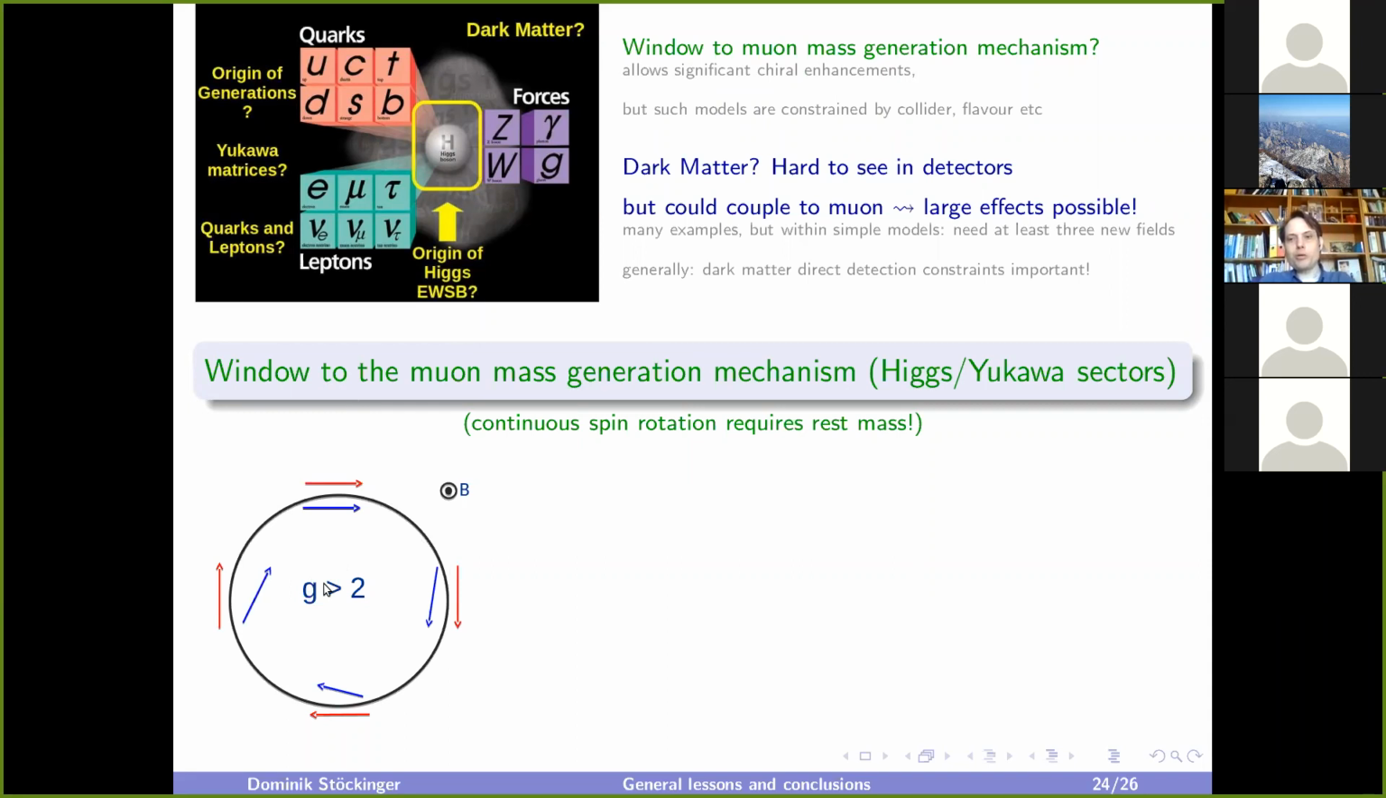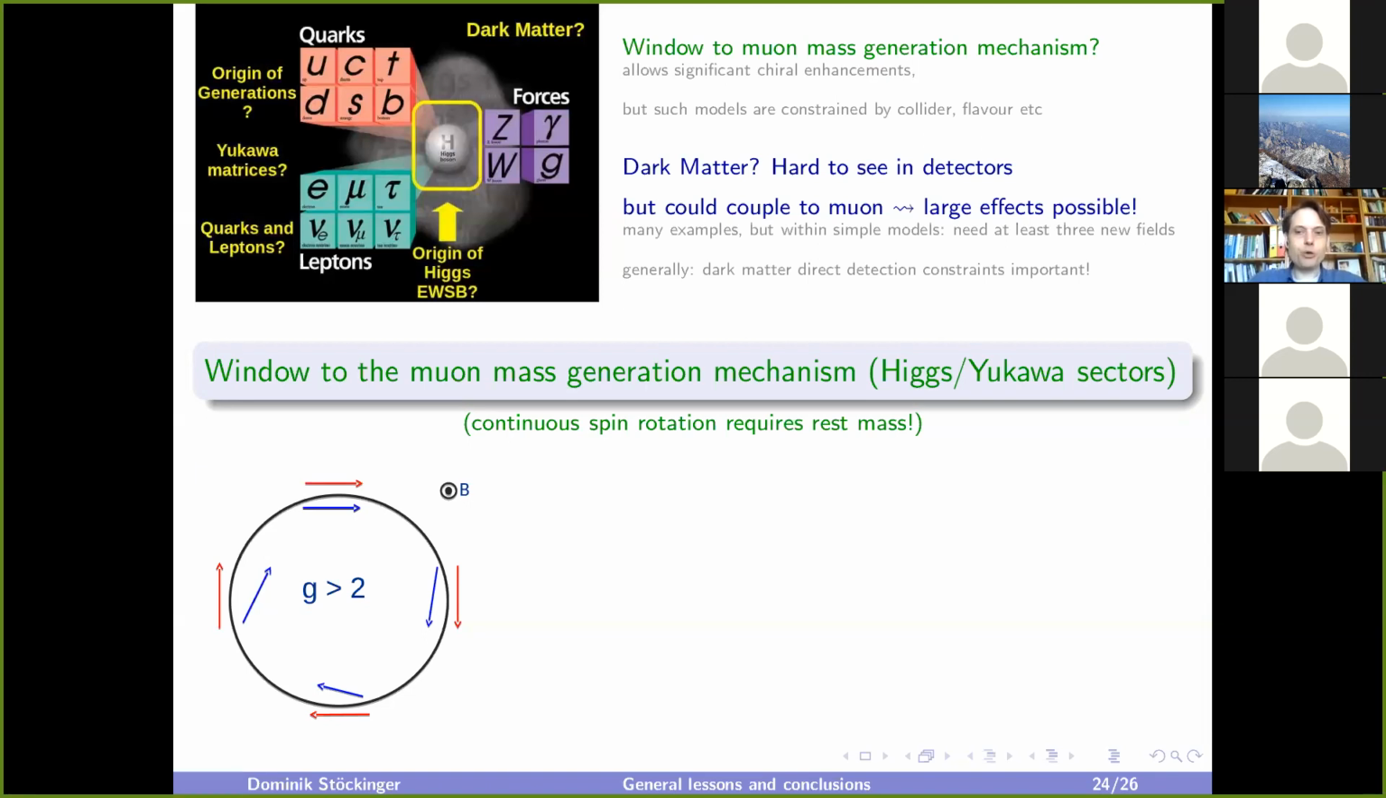In many experimental talks on g-2, you see this: g-2 is a continuous spin rotation compared to the axis of momentum. And such a continuous spin rotation is only possible if the particle has a rest frame and a non-zero rest mass. In the rest frame, really, you just have a continuous spin rotation.